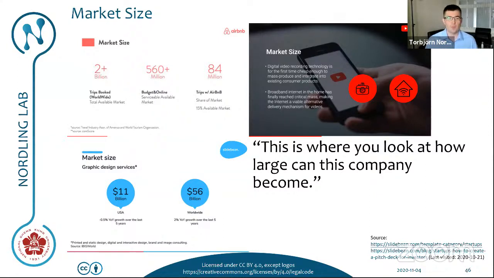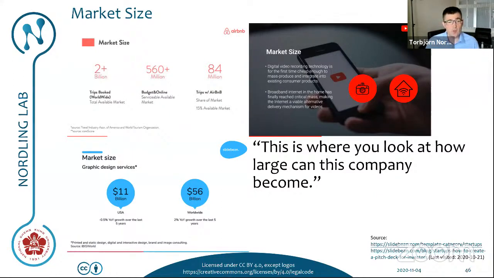Some startups then want to describe how large a market share they think they can get by, for example, taking 1% of the total market or something like that. I actually would advise against that, because it's a meaningless exercise to estimate your market size in that way.